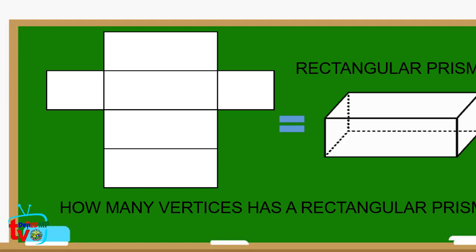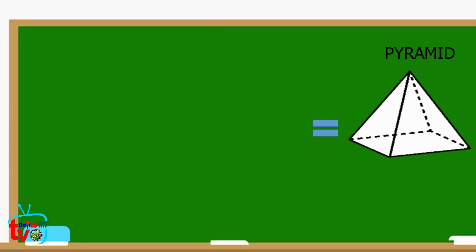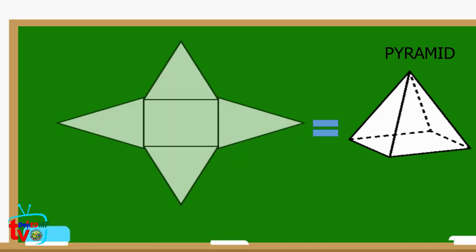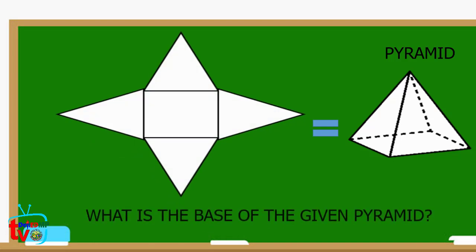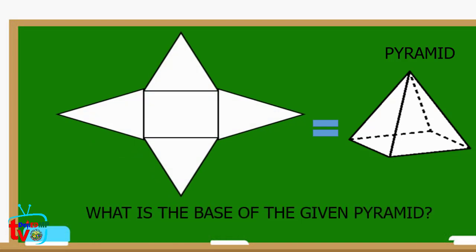It has 8 vertices. Next here is a pyramid. What is the base of the given pyramid? Okay, so it is a rectangle.